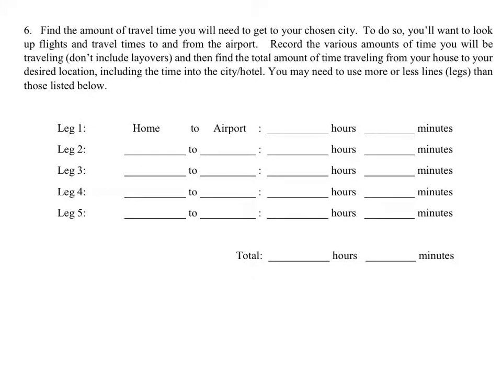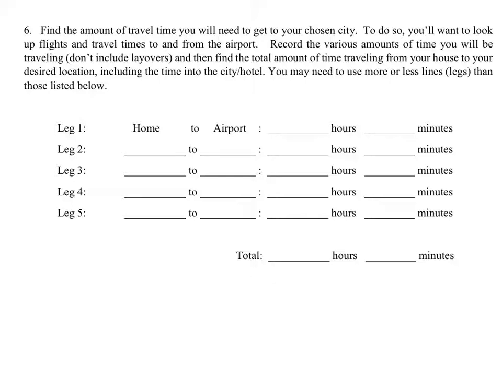You may need to use more or fewer lines or legs than those listed below. So automatically, even if it's just a direct flight, there should be at least 3 legs on this. One from home to the airport, and the next would be the flight, in this case from Salt Lake to Cancun, and then from the airport in Cancun to whatever hotel you want to stay at.